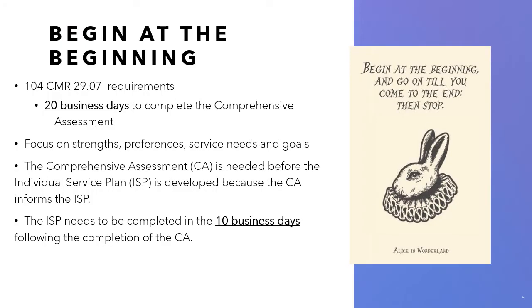The first thing to remember is that it is outlined in 104 CMR 29.07 that a case manager needs to complete a comprehensive assessment of the client's strengths, preferences, service needs, and goals within 20 business days of assignment. The comprehensive assessment is needed before the ISP is developed because the comprehensive assessment informs the ISP. The ISP needs to be completed within 10 business days of the completion of the comprehensive assessment.